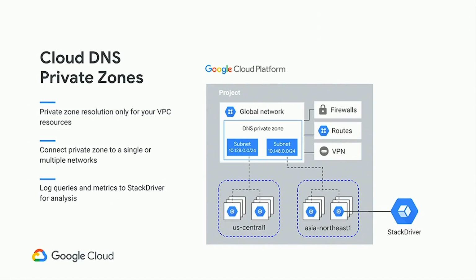Of course, it all starts with Cloud DNS private zones. Private zones allows internal DNS resolution to your private network. Now, it's important to keep your internal resolution to your private networks because that helps exclude external parties from discovering information about the resources, of course, on your private networks. Private zones can be attached to a single network or multiple networks in your VPC.